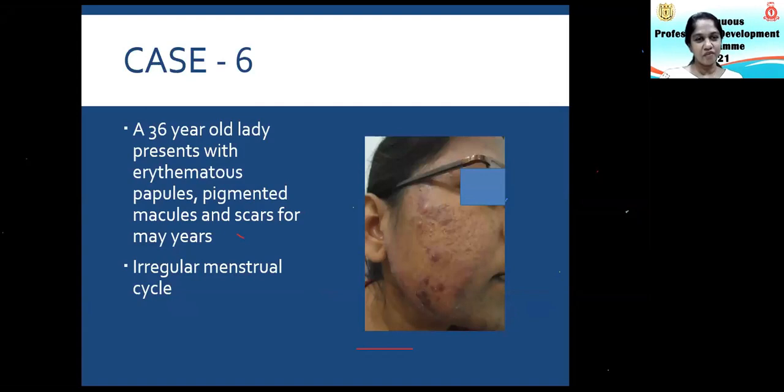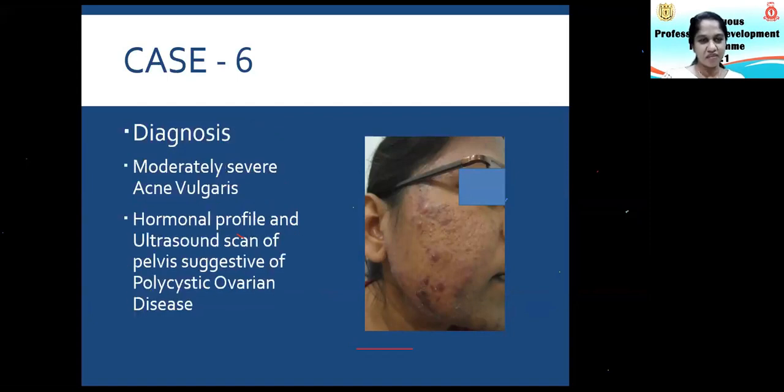So now we have come to the last one, again a very common presentation. A 36-year-old lady presenting with erythematous papules, pigmented macules, and scars for many, many years. She's also having irregular menstrual cycles. So the diagnosis, I think, is obvious. It is moderately severe acne vulgaris. And the hormonal profile and ultrasound scan are suggestive of associated polycystic ovarian disease.